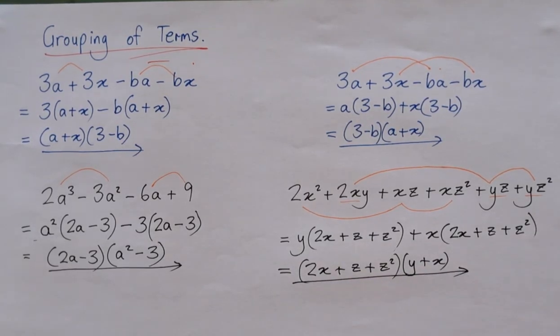So if you enjoy a challenge, look for some more examples that have 6 terms and try to work out the correct grouping so that you get 2 identical brackets. If you don't get identical brackets, then you haven't grouped in the correct way and you need to try a different option.